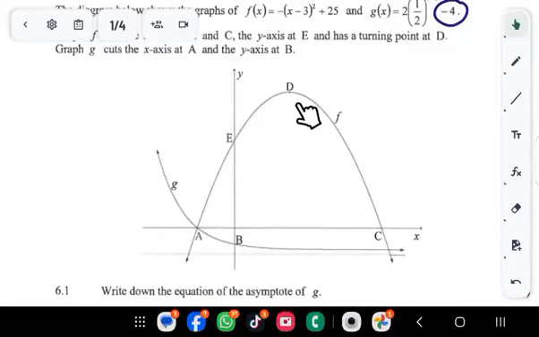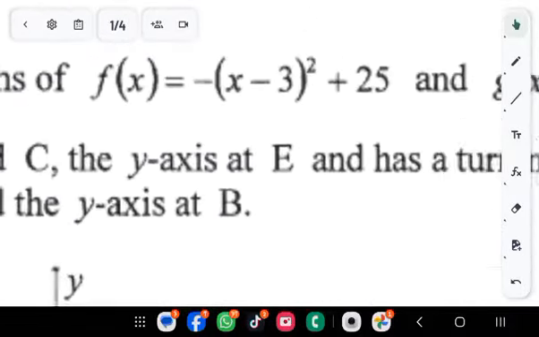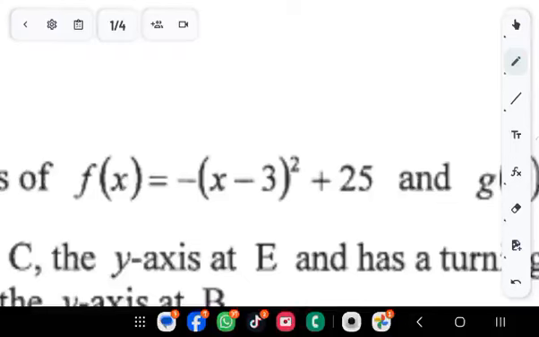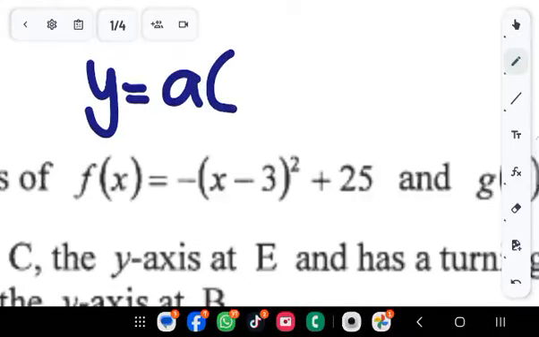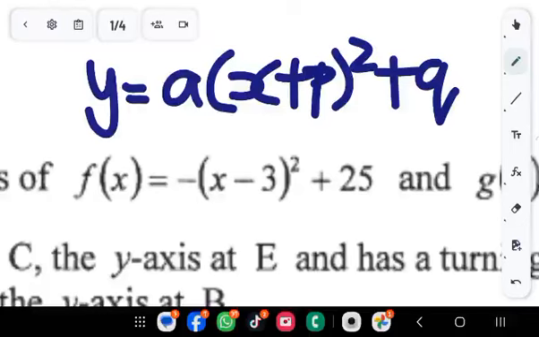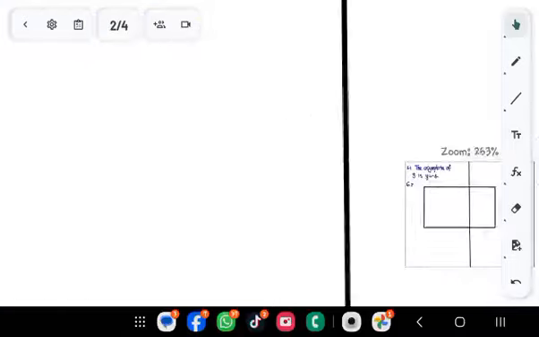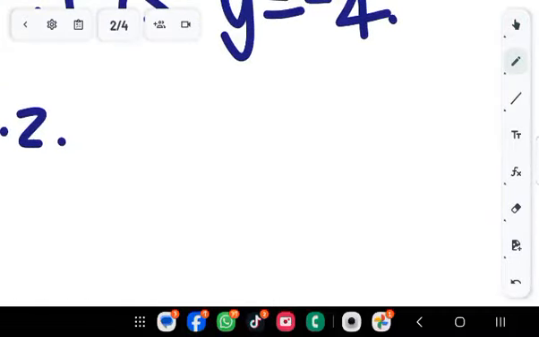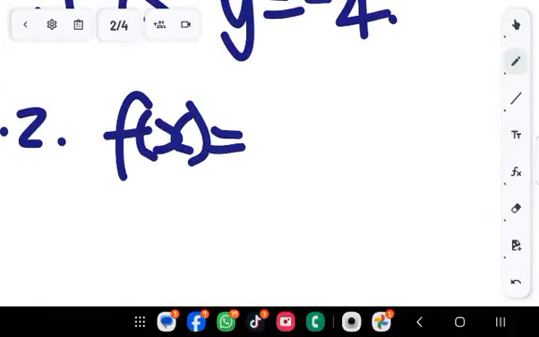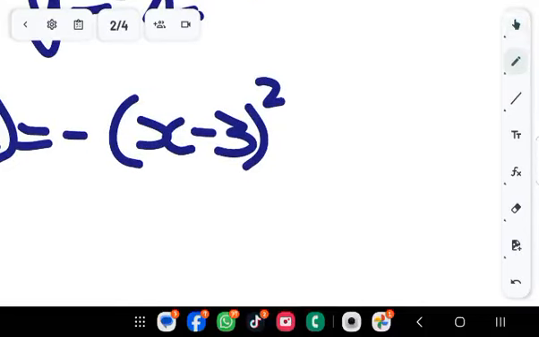Remember, D is the turning point of the parabola. Now, the parabola has got the standard format. This standard format is a(x plus p) all squared plus q. Now, the turning point of the parabola is simply (minus p, q). So, now, 6.2. Remember, f of x equals minus (x minus 3) all squared plus 25.